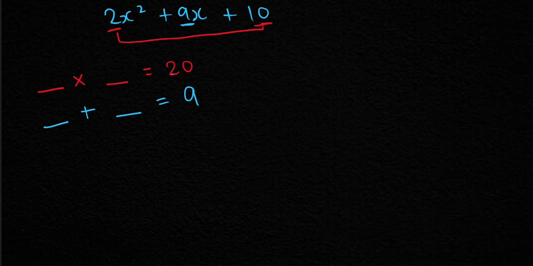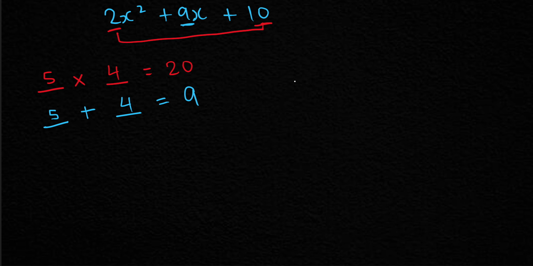Let's look at the factor pairs for 20. We can have 20 times 1, but that's not going to add to 9. We can have 5 times 4, which will add to 9, right? 5 plus 4 is 9. So let's put 5 times 4. And 5 plus 4 will make 9. Now, we're not done. There's a couple more steps to do, and this is really where it gets confusing.